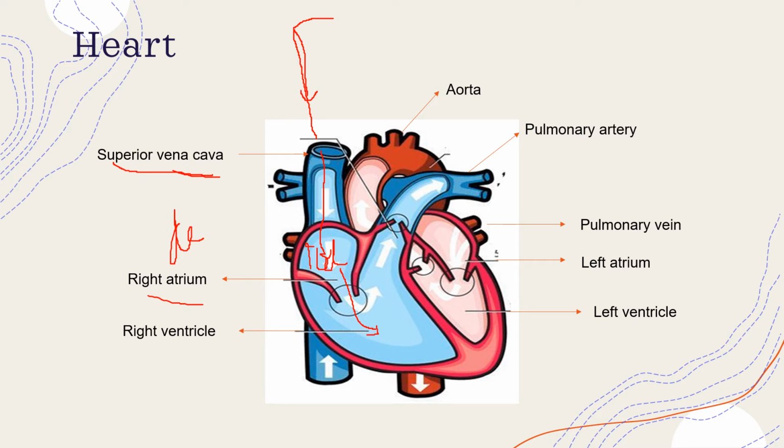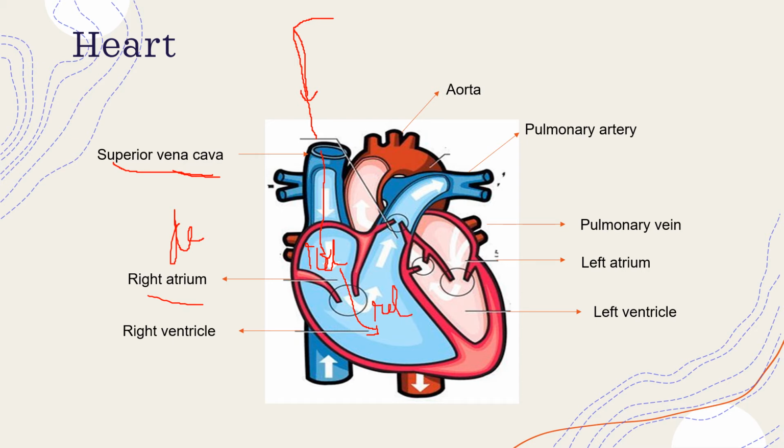So when any chamber is passing the blood from it to another place, it will always contract. It will always contract means it tries to push. It is trying to push the blood, so it has to contract itself so that it pushes the blood to the other chamber. In this case, because the right ventricle is receiving the blood, it will always get relaxed.